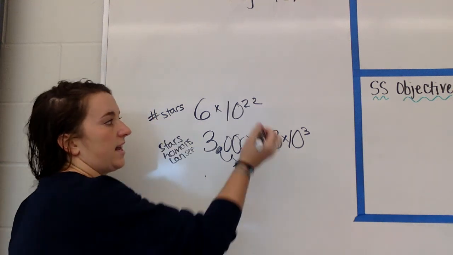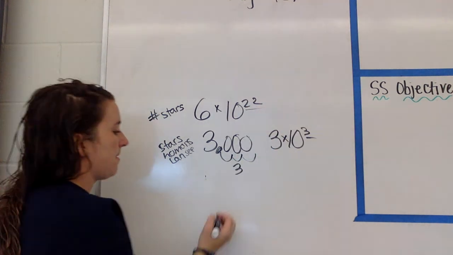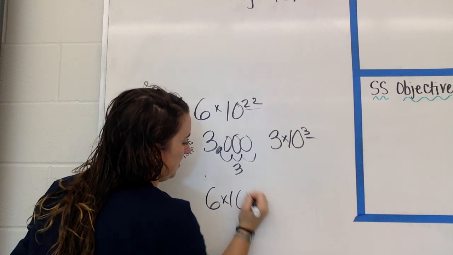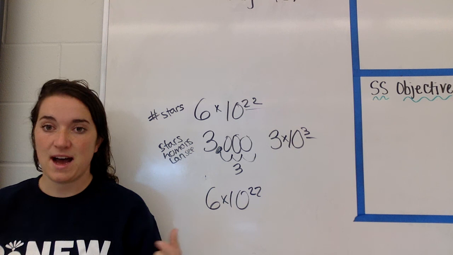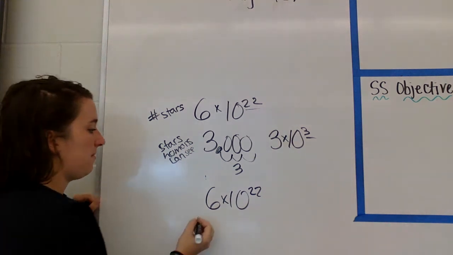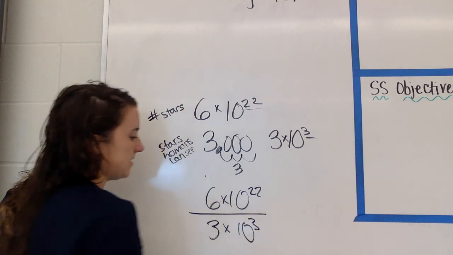Now, which one is bigger? I can look at my exponents. 22 is a lot bigger than 3. So my bigger number goes at the top, because I want to see how many times bigger this one is, so I need to divide into that one. And then I'll put my smaller number on the bottom: 3 times 10 cubed.